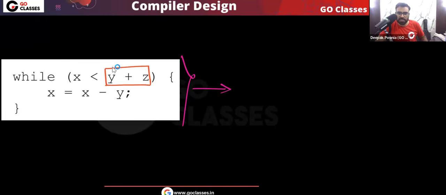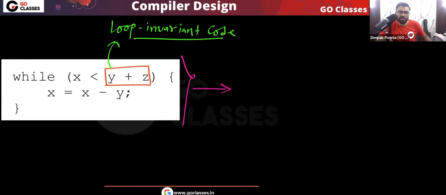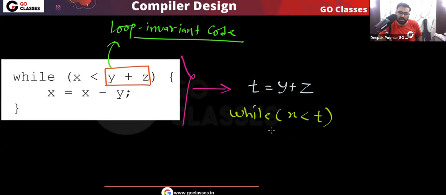Yes or no? So I can say that this is basically loop invariant code. Yes or no? This is loop invariant code. And when this loop is running 1,000 times, the result of this expression is still unchanged. So what you can do is take it outside, compute it one time, store the value in some variable t, and then use this variable t in the loop. x less than t. Okay, x is equal to x minus y. That's it. I hope you understood this point.